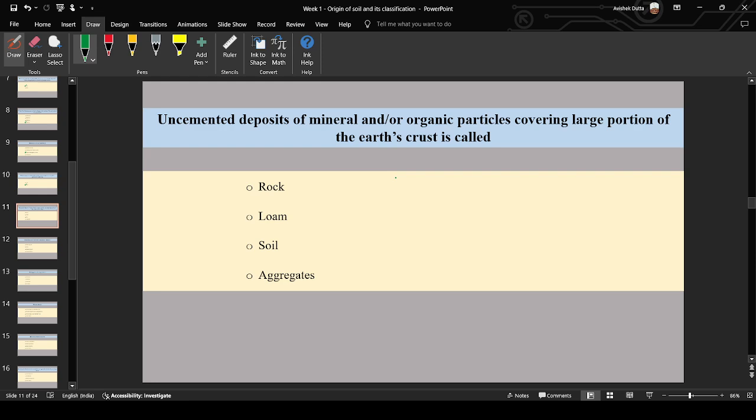What are aggregates? Aggregates are generally geomaterials which are used for building purposes or any other construction purpose or civil engineering purposes like highways, buildings, bridges, dams, which are formed from disintegration or decomposition of parent rock mass only. So the answer of this uncemented deposits of mineral and or organic particles covering large portion of the earth's crust is called soil. This is a basic engineering definition, layman definition of soil.